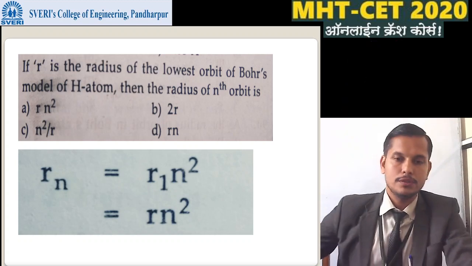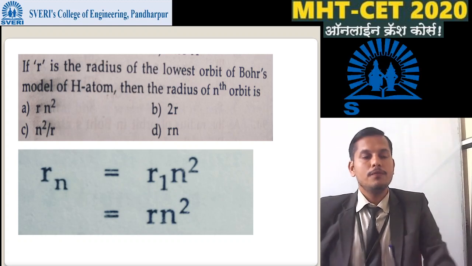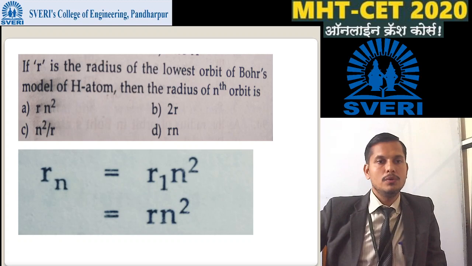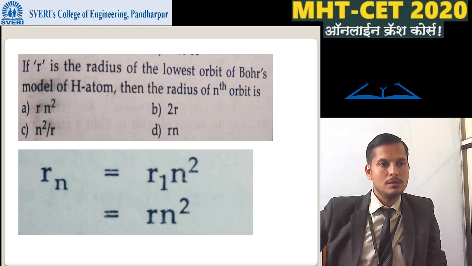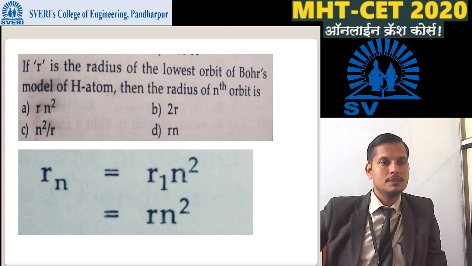Now let us discuss the first MCQ. I will read it first. If R is the radius of the lowest orbit of Bohr's model of the H atom, then the radius of the nth orbit is... so here we know the equation, that is Rn is equal to R1 n square.